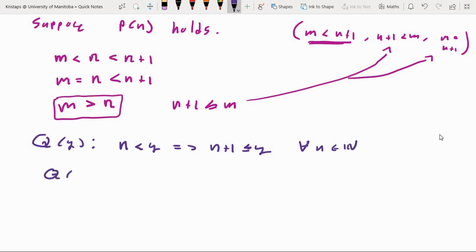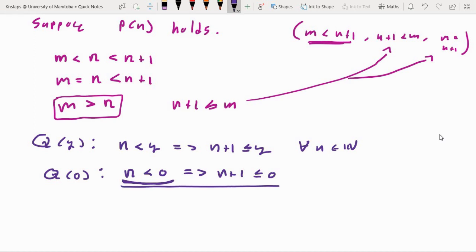So again, we look at our base case first, the statement when Q is at 0. And this is the statement that n less than 0 implies that n plus 1 is less than or equal to 0. And again, our antecedent here, our hypothesis, is false by the lemma we previously established. So automatically the entire implication is true. So Q at 0 holds.